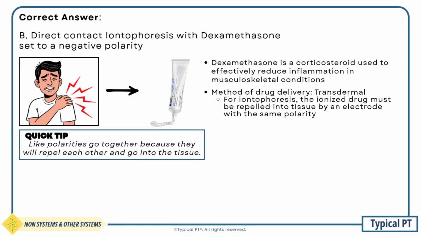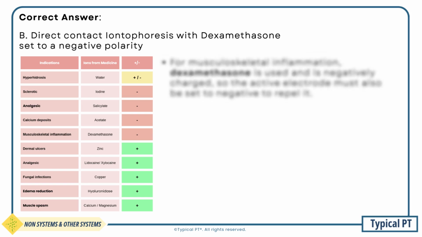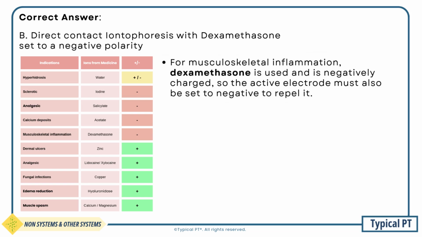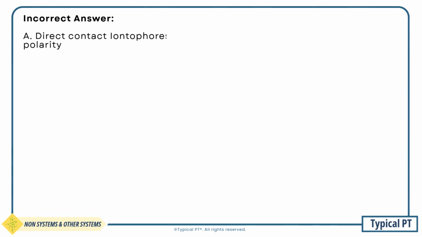The quick tip provided states that like polarities go together because they will repel each other and go into the tissue. From the Ions for Medicine table, we can see that for musculoskeletal inflammation, the medicine used is dexamethasone, and its polarity is negative. Therefore, to repel the negatively charged dexamethasone ion, the active electrode must also be set to a negative polarity. Now, let's look at why the other options are incorrect.